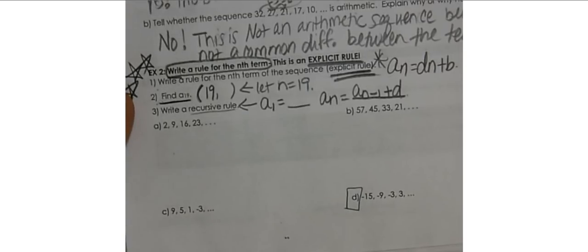And then we're going to write a recursive rule, which means that you need to identify your first term and tell me what that value is. And then you're going to write a sub n is equal to, and tell me what's going on. Typically, it's going to be a sub n minus 1 and then plus your common difference. That is typically how we write recursive rules for arithmetic sequences.